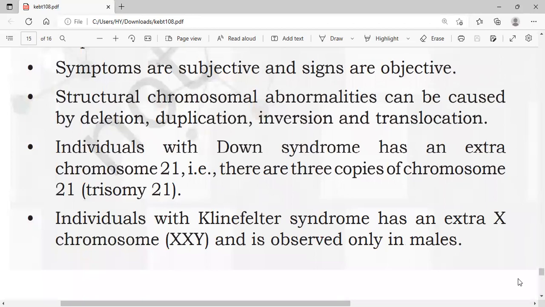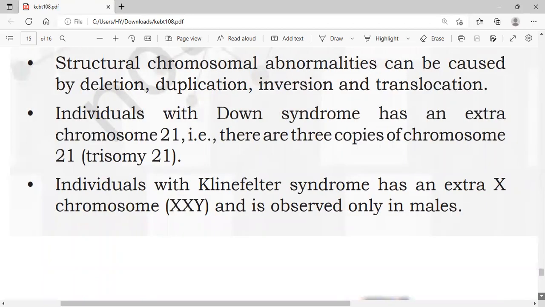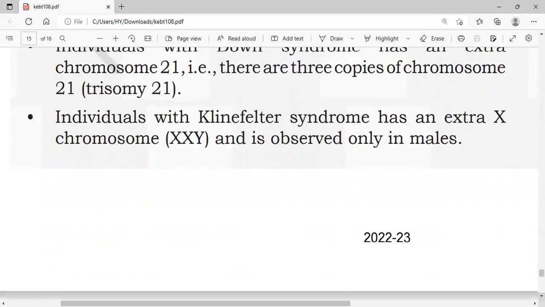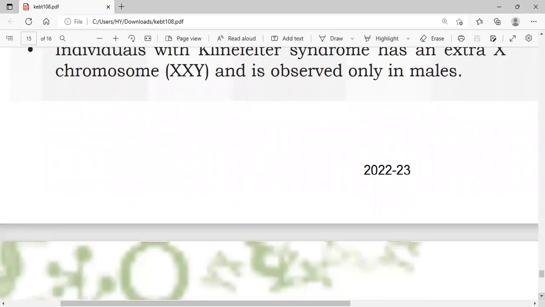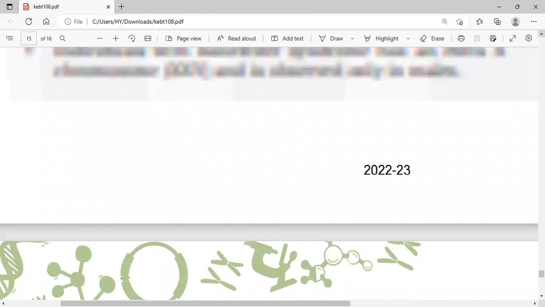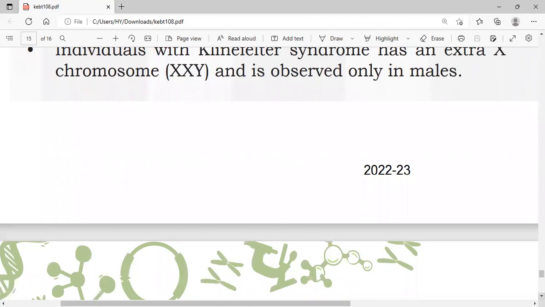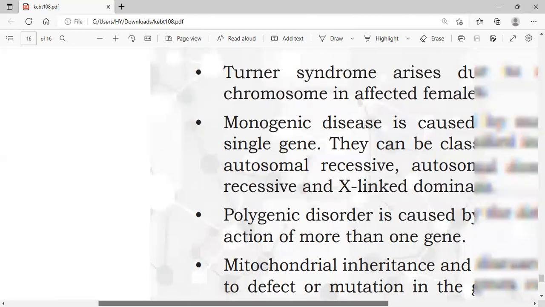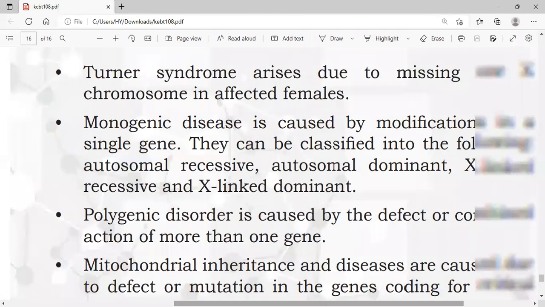Structural chromosomal abnormalities can be caused by deletion, duplication, inversion, translocation. Individual with Down syndrome has an extra chromosome 21. There are 3 copies of chromosome 21. This is called trisomy 21. Individual with Klinefelter syndrome has an extra X chromosome, they are XXY, and it is observed only in males. And Turner syndrome is observed in girls and they are having one less, a missing X chromosome.